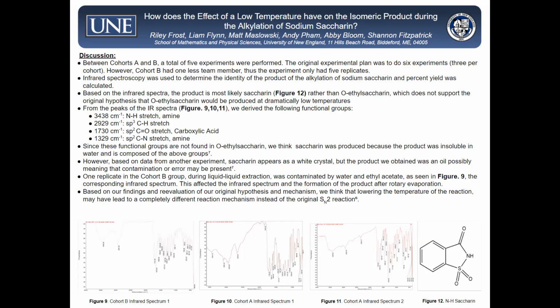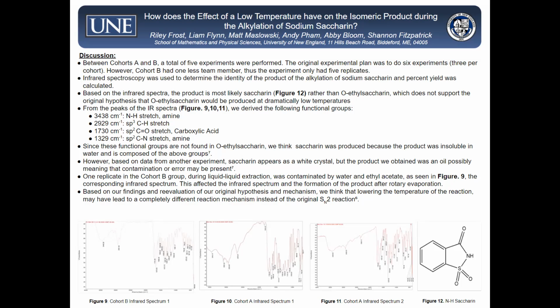But in conclusion, infrared spectroscopy was used to determine the identity of the product of the alkylation of sodium saccharin, and percent yield was calculated. Based on the infrared spectra, the product is most likely N-ethyl saccharin, which is shown in figure 12, rather than O-ethyl saccharin, which does not support the original hypothesis that O-ethyl saccharin would be produced at dramatically low temperatures.